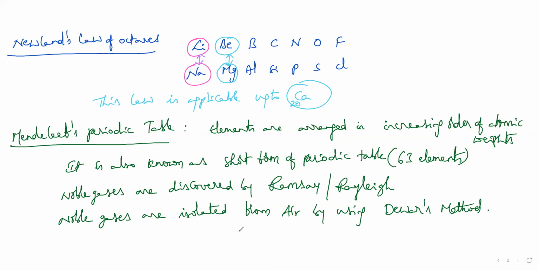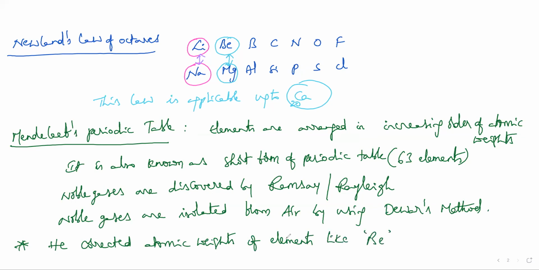So this is Mendeleev's periodic table, right? So what was his success? Mendeleev corrected atomic weights of elements like beryllium. This is one success.